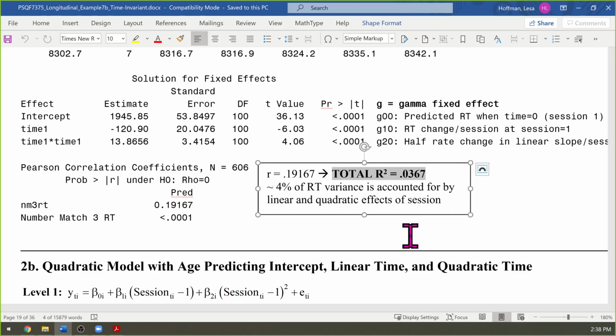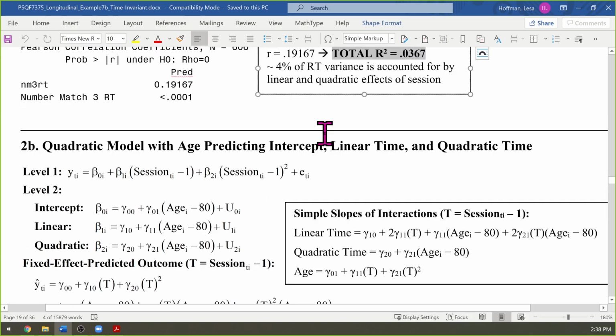Okay, questions on any of that for the baseline model? So that's section 1 of your homework. Now on to section 2.